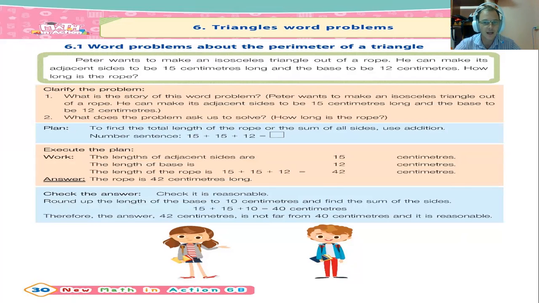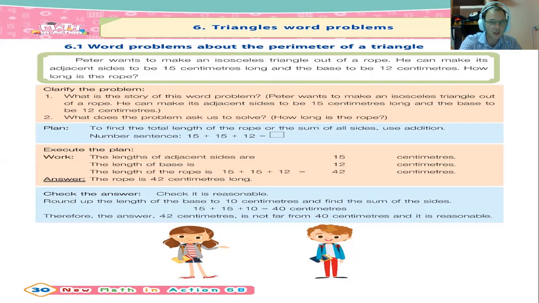Peter wants to make an isosceles triangle out of a rope. He can make its adjacent sides to be 15 centimeters long and the base to be 12 centimeters long. How long is the rope? Okay, so let's look at the problem again. Read one more time. Peter wants to make an isosceles triangle out of a rope. He can make its adjacent sides to be 15 centimeters long and the base to be 12 centimeters long.